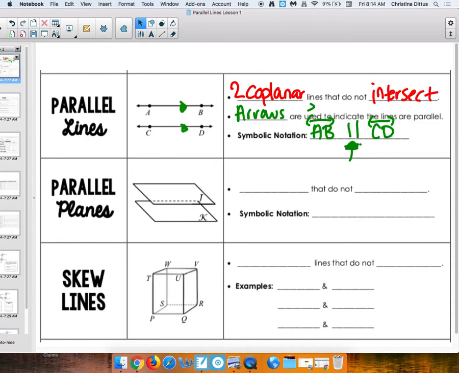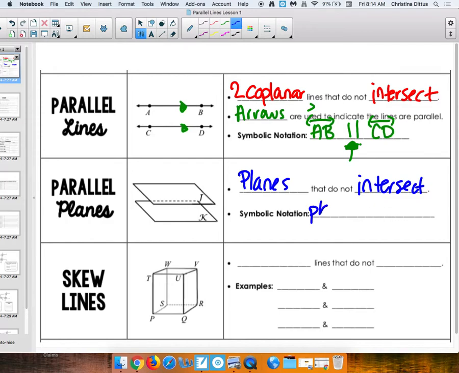Parallel planes are planes that do not what? Cross. Intersect, cross. Same sort of thing. I'm going to call the top one J. So plane J is parallel to the bottom plane. What do I call the bottom plane? K. Good. Plane K. So again, parallel is this line.